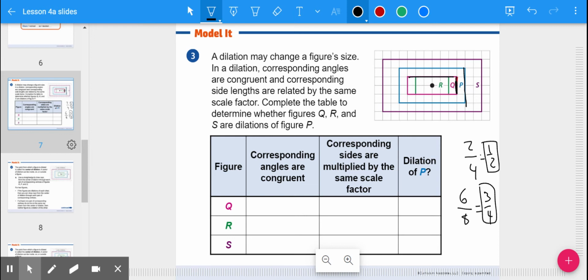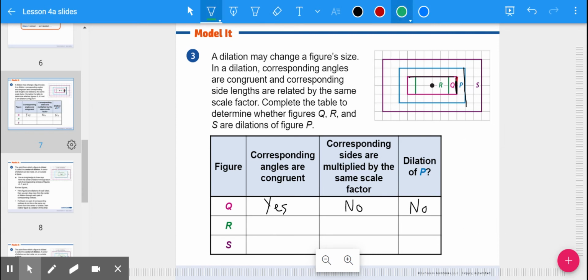No, it's not. So for Q, it says corresponding angles are congruent. Well, the angles are all right angles, so that's a yes. That's good. But the corresponding sides are not multiplied by the same scale factor. So it's not a dilation. It has to be multiplied by all the same scale factor. All right, let's look at figure R.